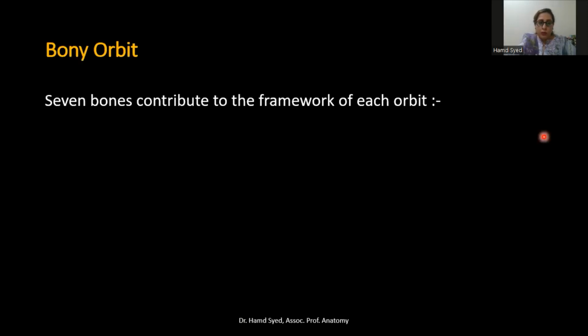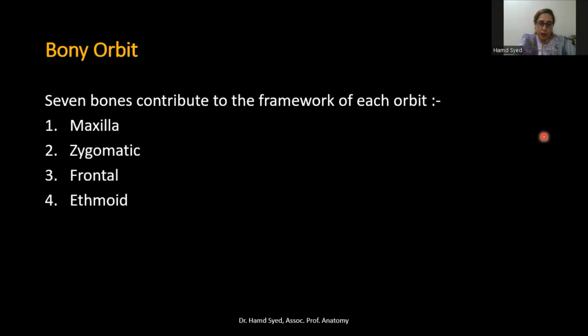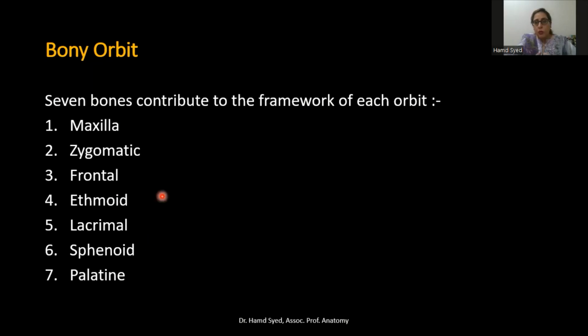Okay, so now that we've understood the axis, let's come to the skeletal framework of the orbit. Seven bones form the framework of each orbit. These seven bones are the maxilla, zygomatic, frontal, ethmoid, lacrimal, sphenoid, and palatine bone. So these are the seven bones which are going to form the bony orbit.